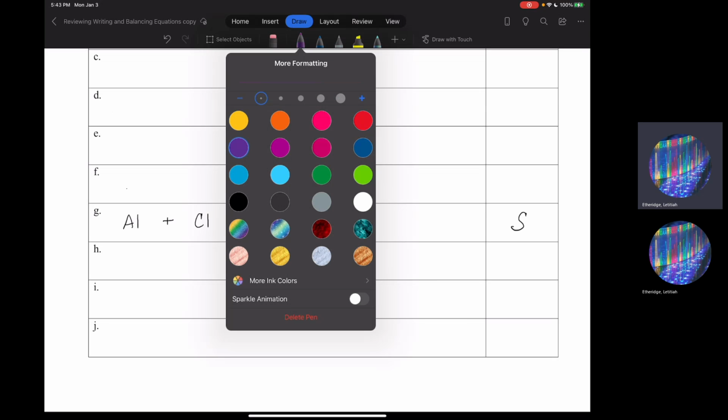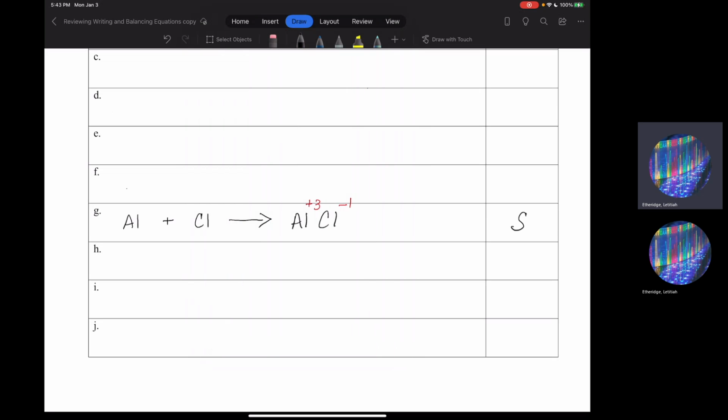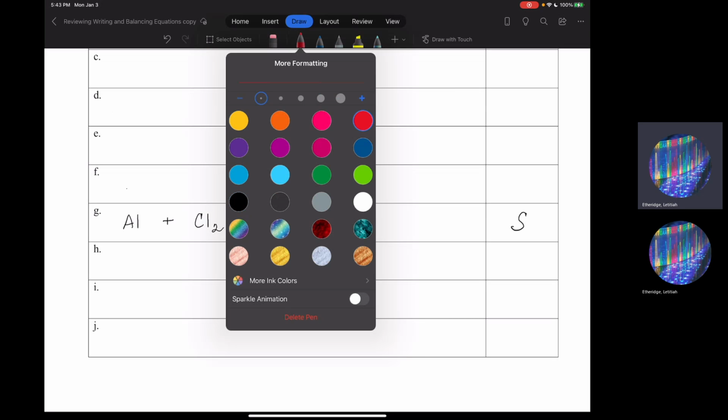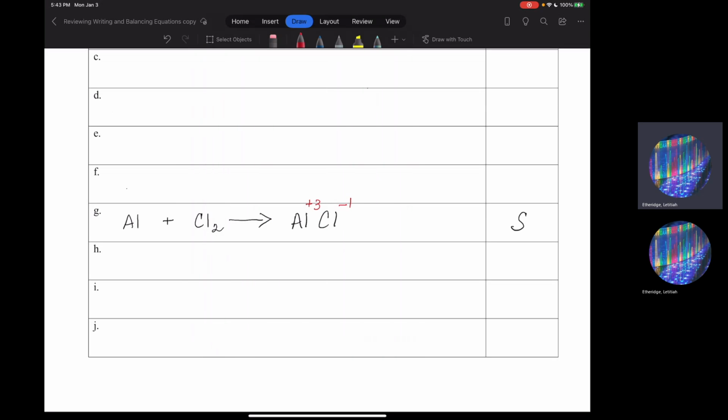The other thing I want to remind you guys is we do have a fantastic member of the Magnificent Seven with us. Chlorine is part of the Magnificent Seven. So remember, it can never exist by itself. It is always going to be Cl2. So hopefully y'all didn't miss that. Okay. Let's write our correct formulas. We need to cross. This is going to be AlCl3.